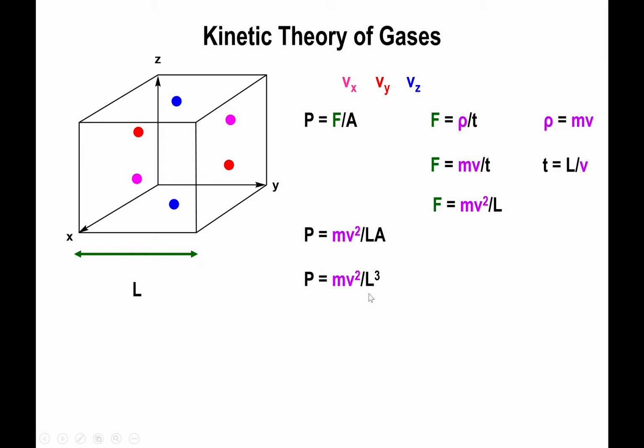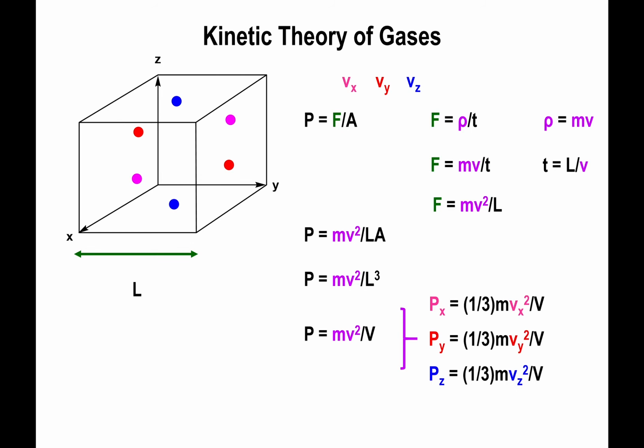And L cubed is ultimately the volume of the cube. So the pressure itself is now determined by the mass of the gas molecule times its velocity squared divided by the volume of the actual cube or receptacle in which the gas is contained. All right, now this is the interesting aspect of it.